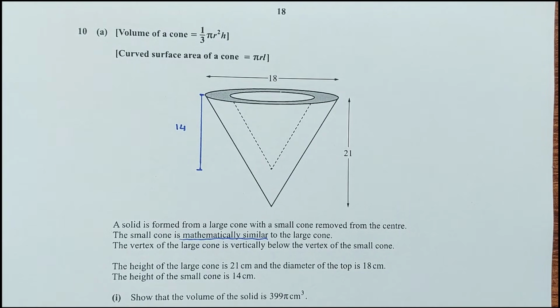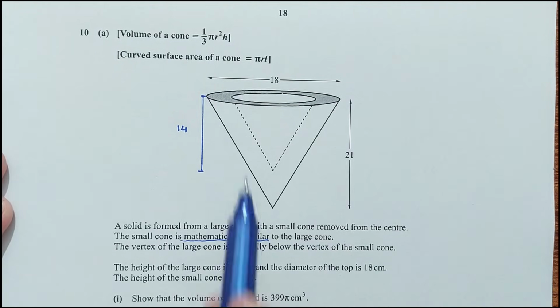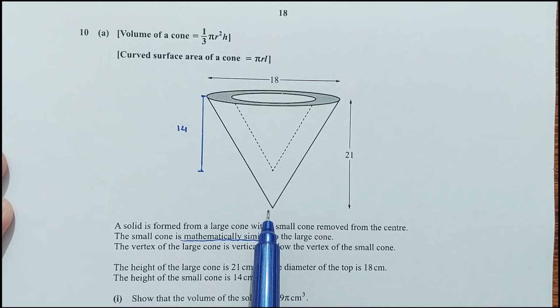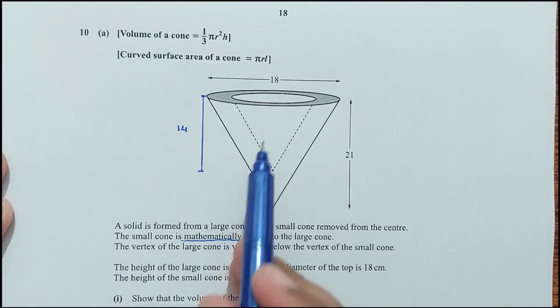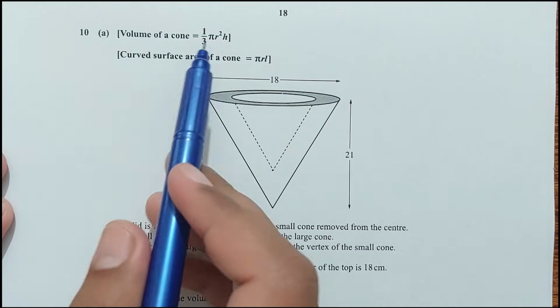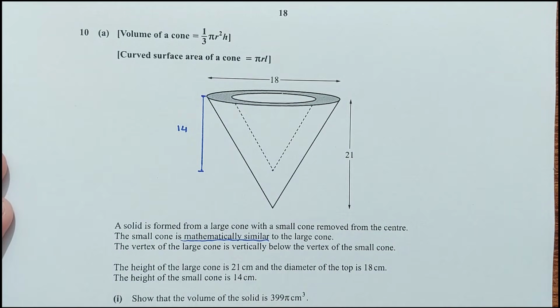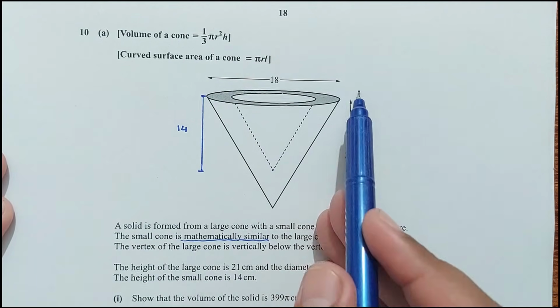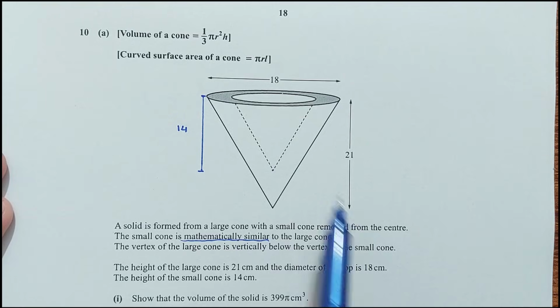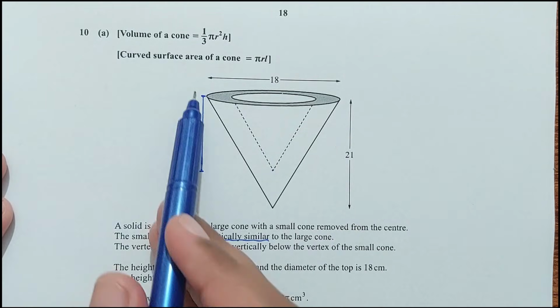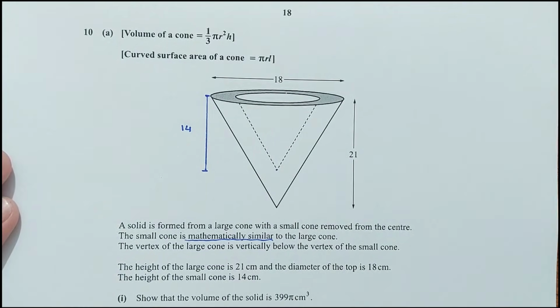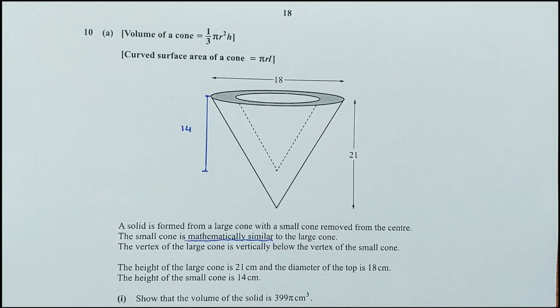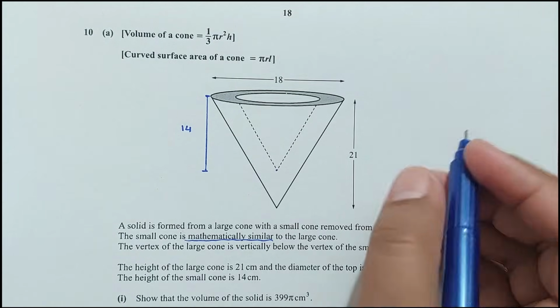Okay, so to get the volume of the solid, we have to find the volume of the larger cone minus the volume of the smaller cone. So for volume, we need the radius and the height. The radius of the larger and the height of the larger are given. The radius of the smaller we have to find, and the height of the smaller is given. Since the two cones are mathematically similar, we can easily get the radius of the smaller one, or we can say the diameter of the smaller one.